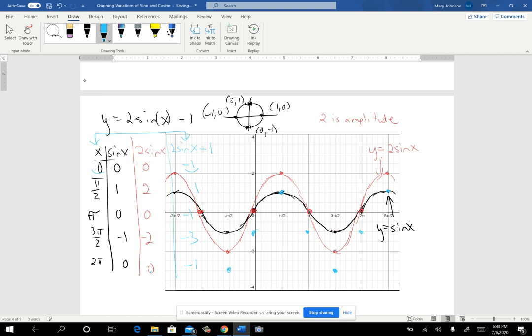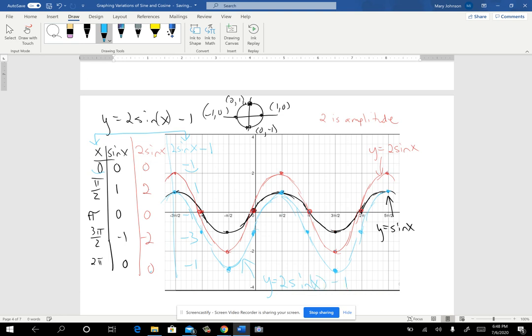See, it doesn't stretch. These don't stay put. They actually move down 1 unit. So every y value gets moved down 1 unit. But it's just like the whole thing's been slid down from the red that you saw before. Okay. So then you would have this picture. And that would be your final answer. This would be y equals 2 sine x minus 1 after the fact.